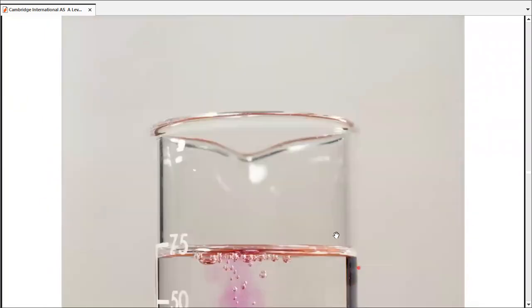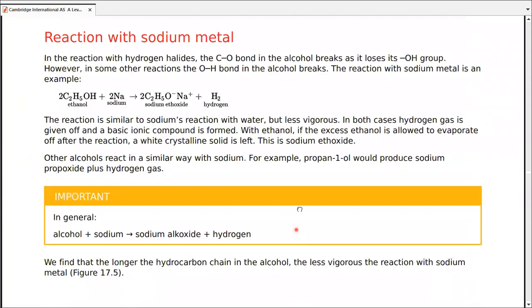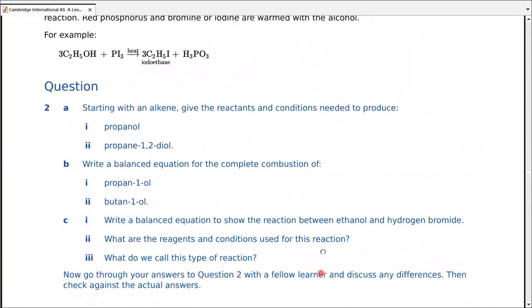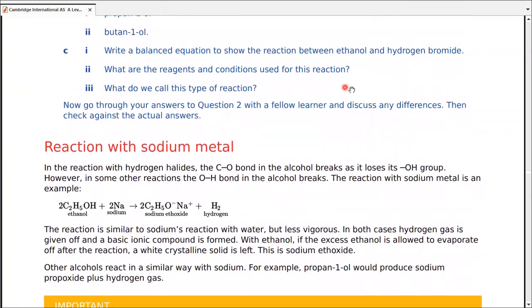So let's stop right here and we'll do the rest of the chapter in the next sitting. We'll start with reaction with sodium metal in the next sitting, right? All right.